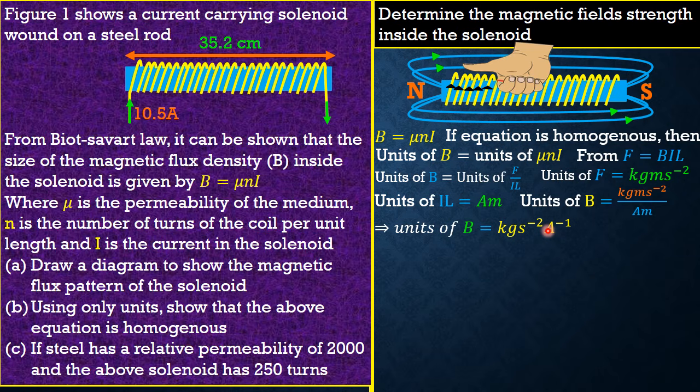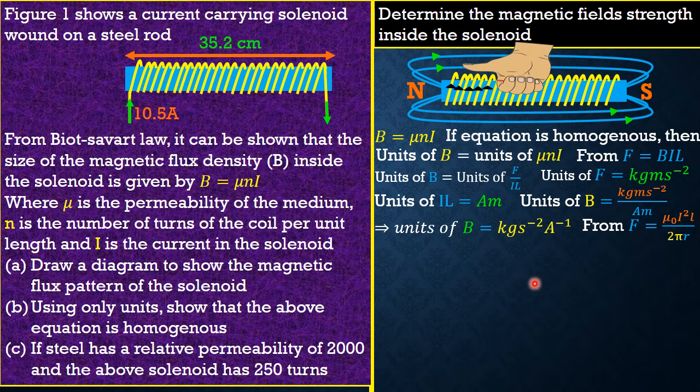Now, at this point, we need to get the units of mu. From the formula F equal to mu0 I squared L over 2 pi r, in this case mu0 is the permeability of free space, I is simply the current, and L is the length of the conductor. r is the separation between the two identical conductors that carry the same amount of current.